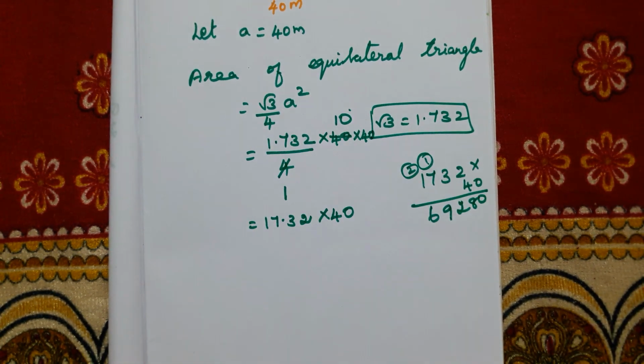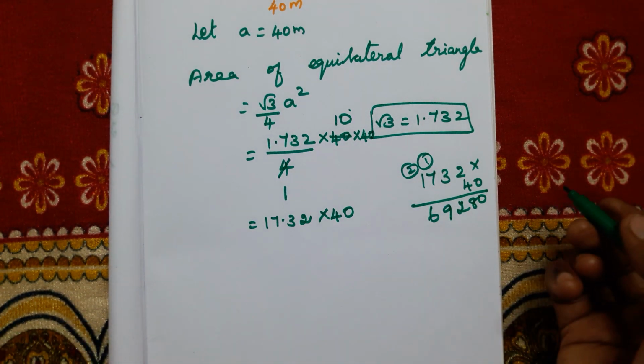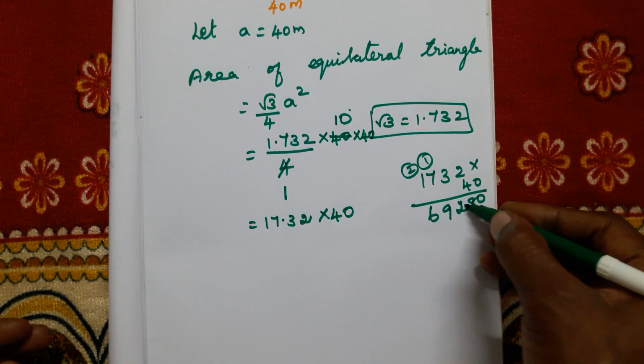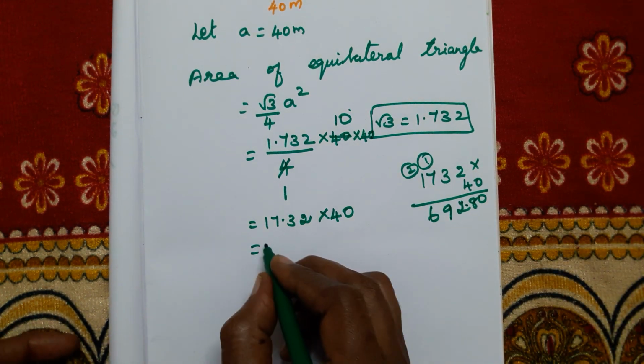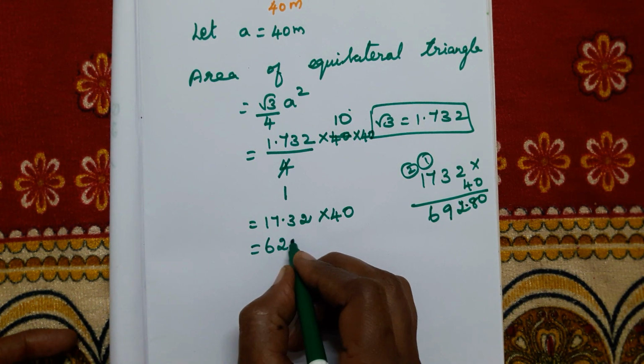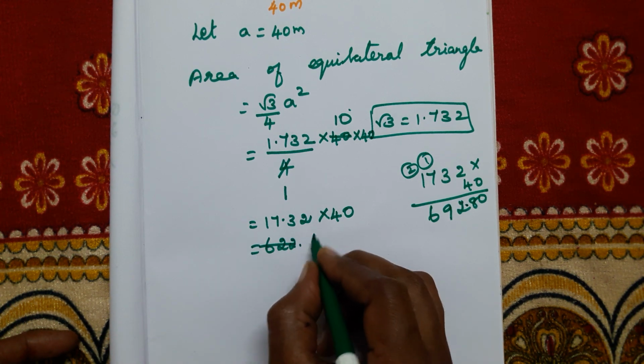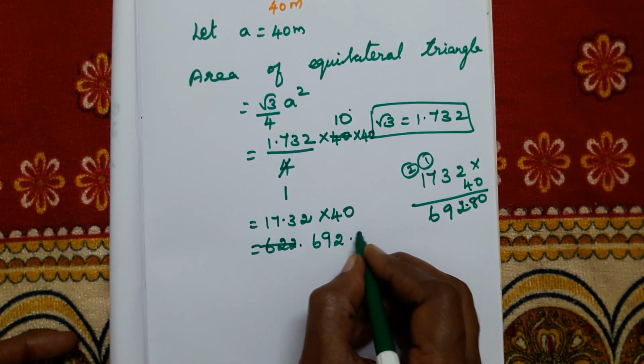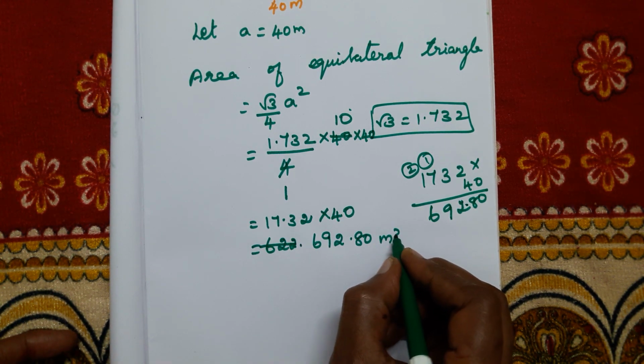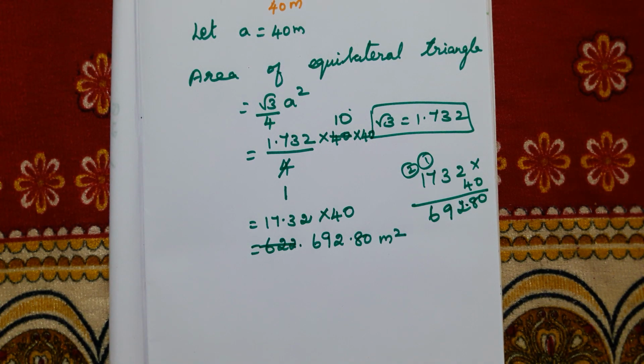How many digits before we have to write the decimal point? 2 digits before. So the answer is 692.8 meter square. Okay, clear?